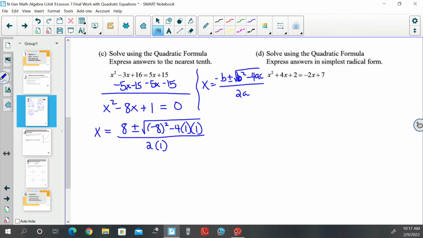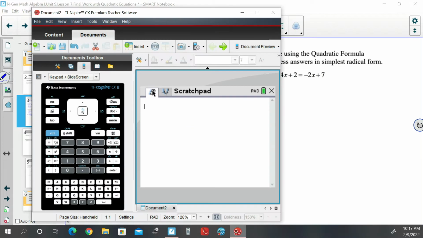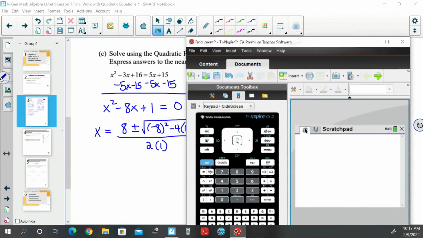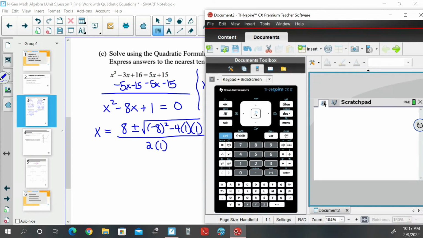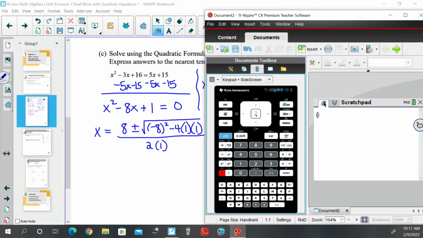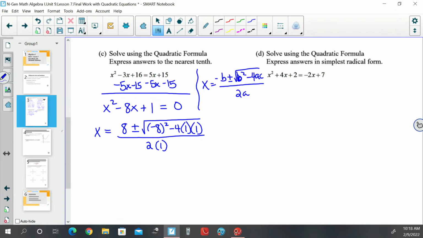Okay, let me just X out here so I can open up my calculator. Awesome. Now what I really want to be careful about is getting that number underneath the square root correctly. So I've got negative 8 squared minus 4 times 1 times 1. Enter, and that's going to be 60. All right, so I've got a 60 underneath there.